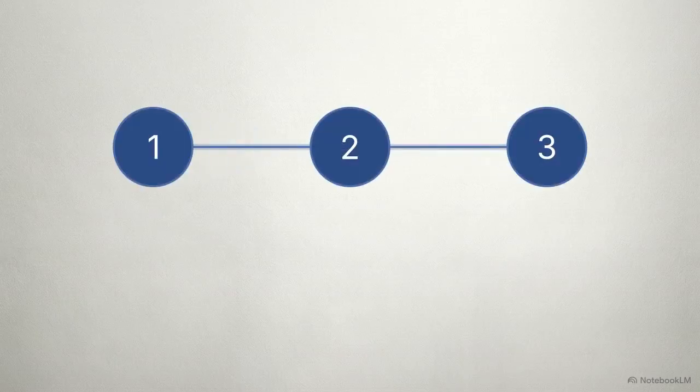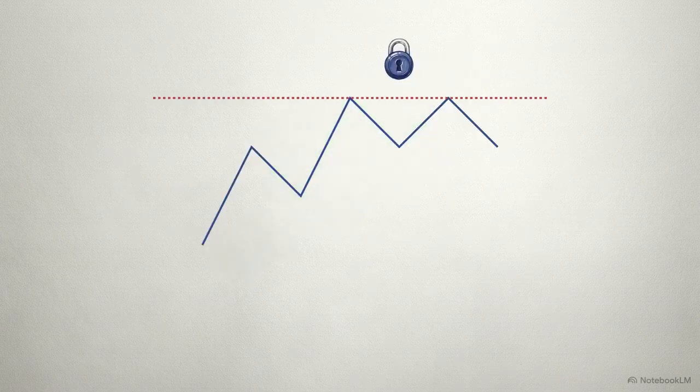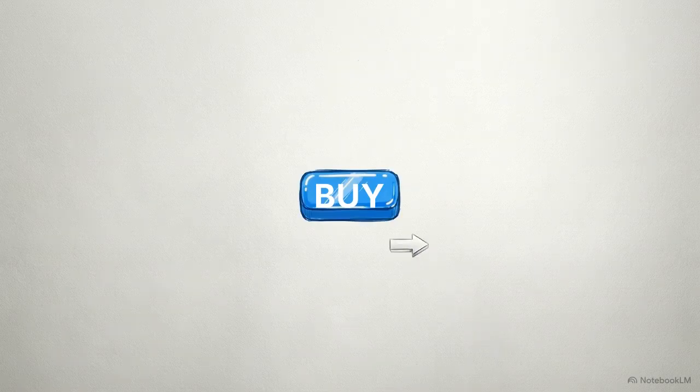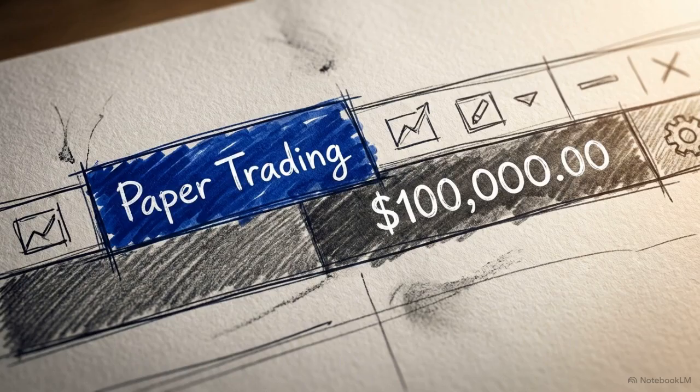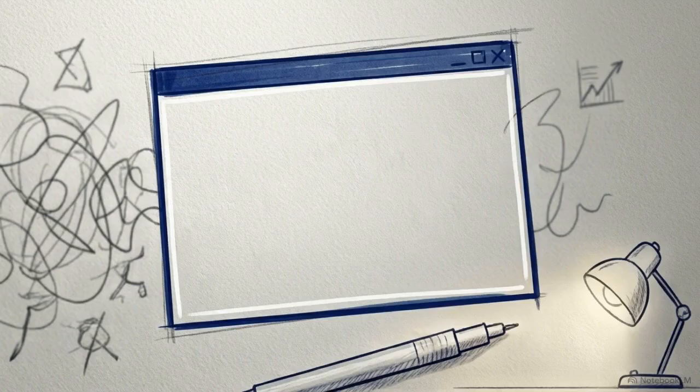In this session, we are going to build a step-by-step system. You'll identify fair value gaps and liquidity zones, plot exact trend lines and Fibonacci levels, and execute your trades. By pairing these trading methods with the built-in paper trading simulator, you can test and refine this strategy without risking a single real dollar. Step 1 is isolating your focus.